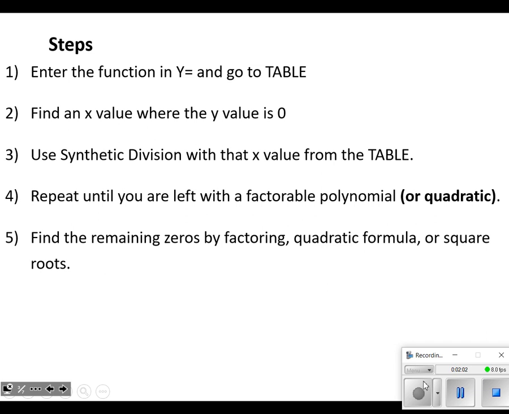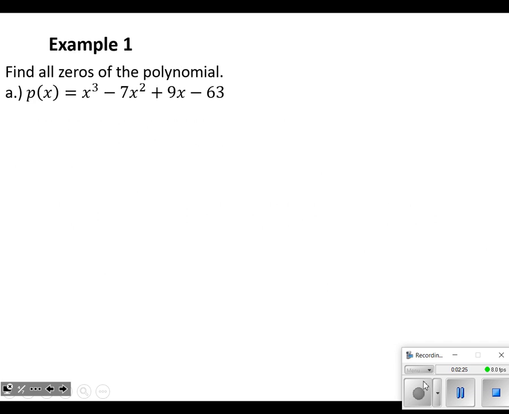So step 4, we're going to repeat that process if we can until we end up with something that is a factorable polynomial, or it's something that's a quadratic, so we could use things like the quadratic formula. Once we've reached that point, we're going to find the remaining zeros by either doing more factoring, actually using the quadratic formula, or by taking square roots. Pretty short lesson today. Here's our first example.